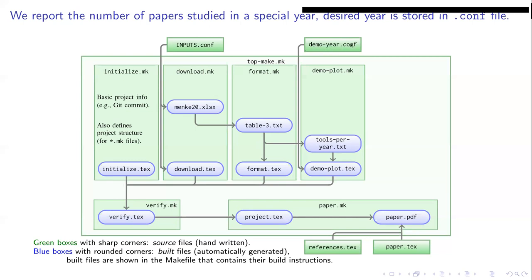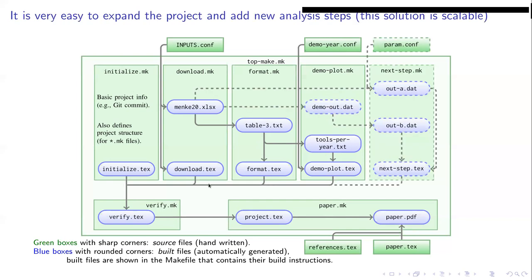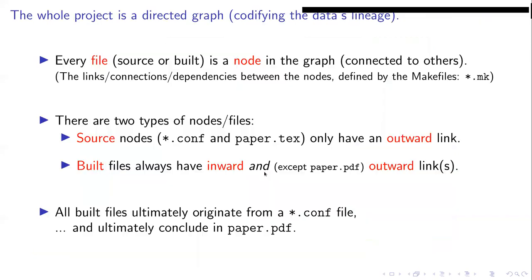You see these green ones are the files that are under version control and part of the project. The blue ones are automatically built files. And you can easily scale this up. The dotted lines here are just a hypothetical scenario where you would like to add more analysis steps. So you see, it's really easy to have different analysis steps and scale the project up to really large cases without touching any of the existing parts. So this is what I mean by a modular approach.